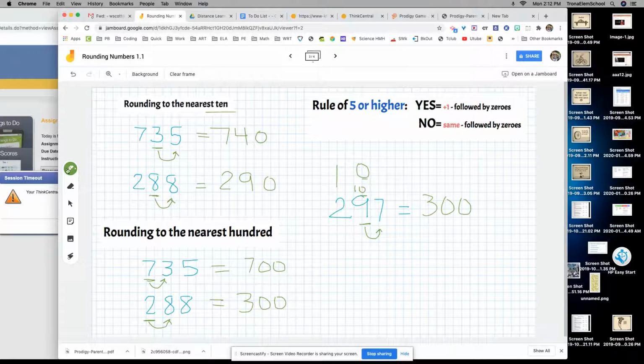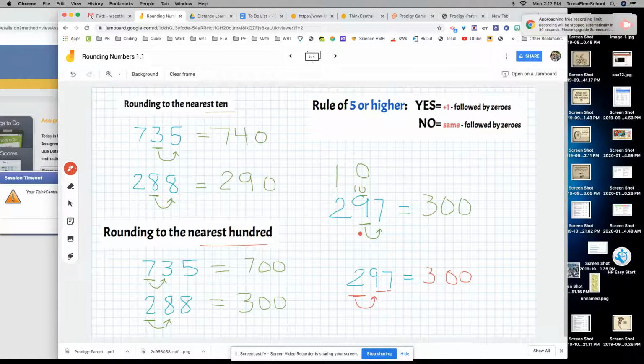All right, so here I'm going to go back and give myself 297, and I'm rounding to the nearest 100 this time. I'll do it with a different color, just so we got it, right? Rounding to the nearest 100. So 2 gets underlined, right? We look to the right, it's a 9. The rule of 5 or higher, 9 is 5 or higher. So it means my hundreds number is going up by 1. So instead of 2, I write a 3, and then these two numbers turn to zeros.